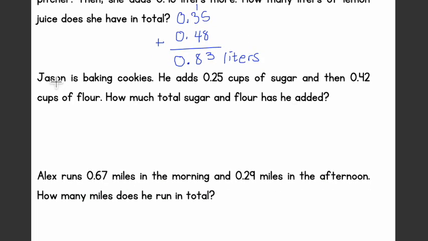Number 2. Jason is baking cookies. He adds 0.25 cups of sugar and then 0.42 cups of flour. How much total sugar and flour has he added? So we're looking at the total amount that he added. 0.25 plus 0.42. 5 plus 2 is 7, and 2 plus 4 is 6. Put down the decimal point, and our answer is 0.67 cups.